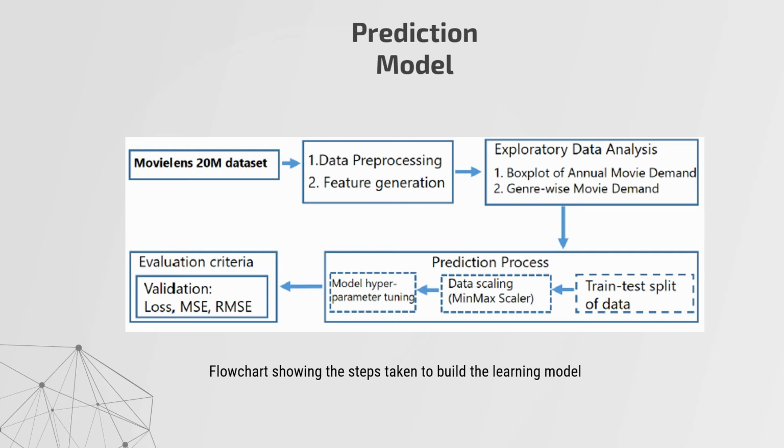Next, we did exploratory data analysis, which I've already mentioned in the previous slides. And after that, we move on to the prediction process. Here, first we do a train test split of data. Then we do data scaling using the min-max scaler. And finally, we hyper-tune the parameters for the results with the highest accuracy. Finally, we evaluate between different models using the criterion of validation loss, validation mean squared error, and validation root mean squared error.